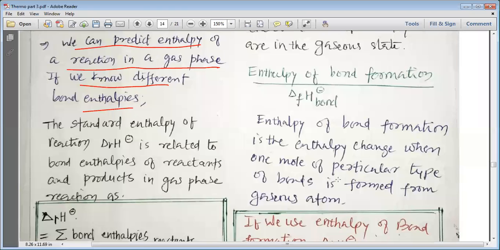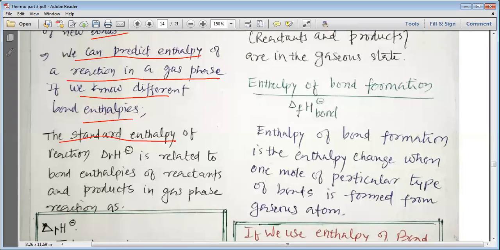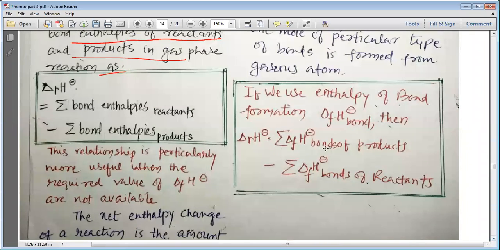So if we are aware of the different bond enthalpies of reactants and different bond enthalpies of products, we can come to know about the bond dissociation enthalpy, or we can calculate the bond dissociation enthalpy using the data given. The standard enthalpy of reaction is related to bond enthalpies of reactants and products in the gas phase. So we can find the formula that enthalpy of reaction is equal to bond enthalpy of reactants minus bond enthalpy of products.